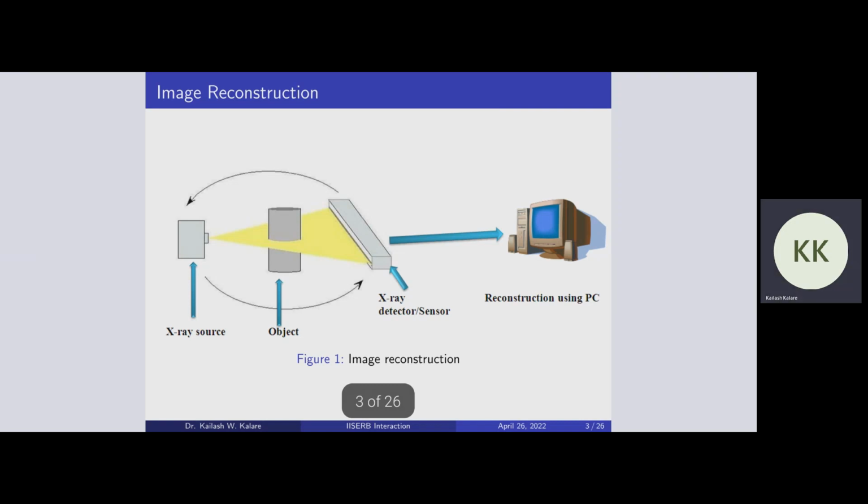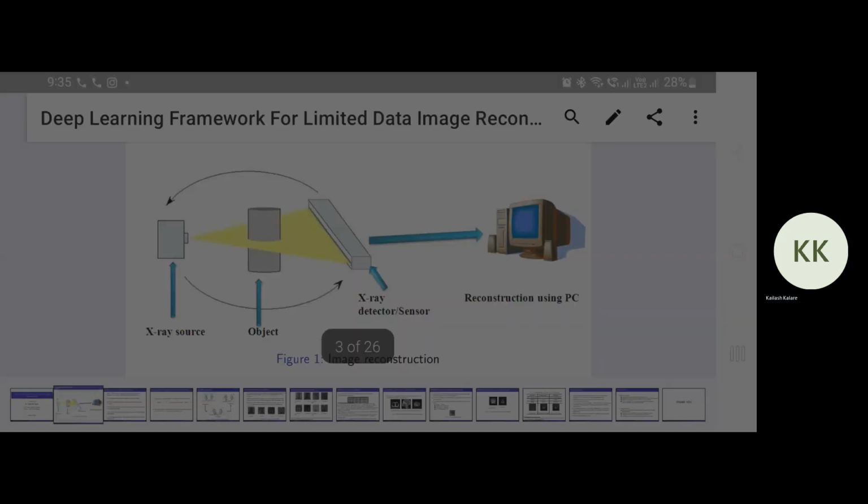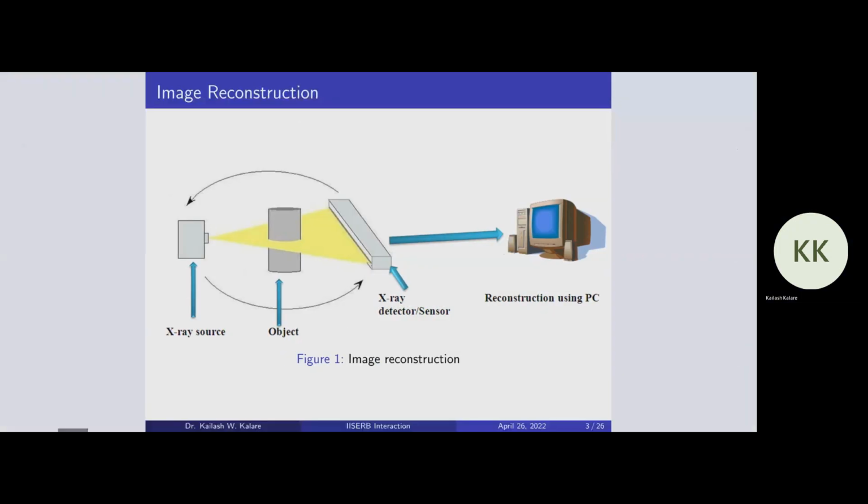An object on which we have to do the CT is placed in between the X-ray source and the X-ray detector. Then from different angles, this X-ray source and detector are moved around the object, and the projection data is generated. After generation, this projection data is passed to different reconstruction algorithms, and then the reconstruction algorithm reconstructs an image.